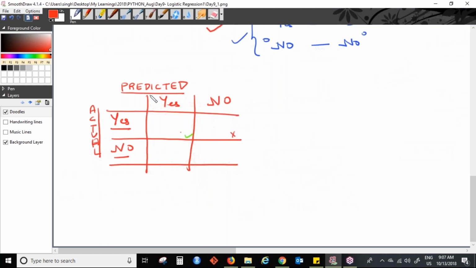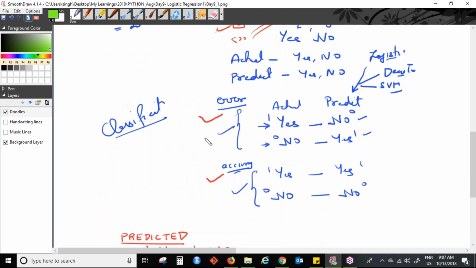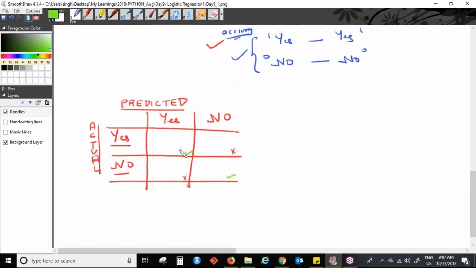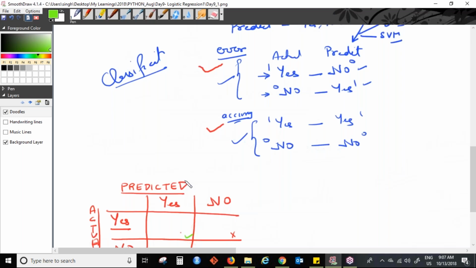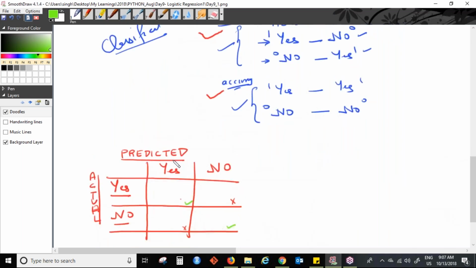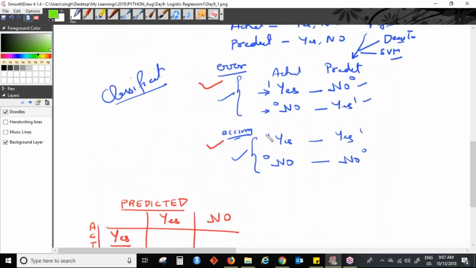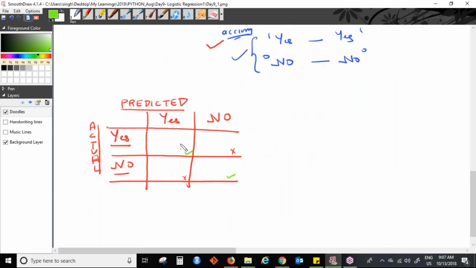So I'll give it a cross here. Similarly, the third one is also bad because actually it was a no and you predicted a yes. Bharti, what about this one? Is this bad? Actually it was a no and you predicted a no, so this is also good. So you will have two good and two bad. That's what we saw here, right? The same things I have written here in the form of a table, and here separately as text. We have two bad quantities and two good quantities.